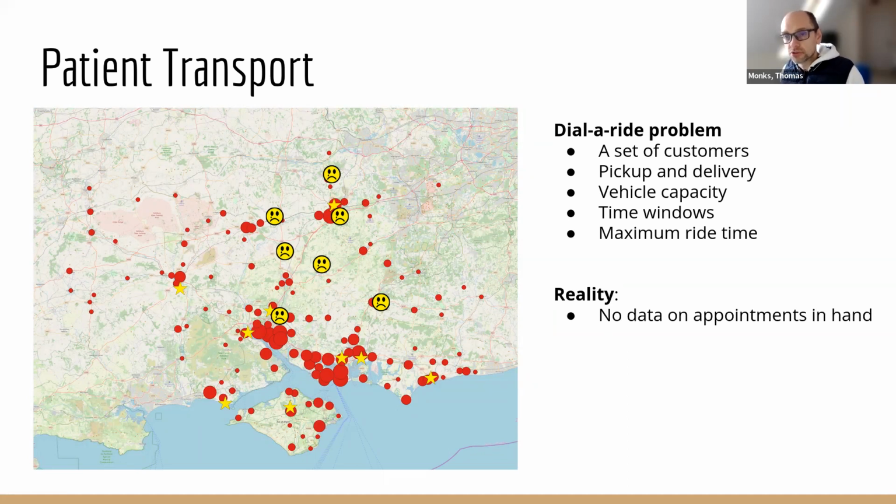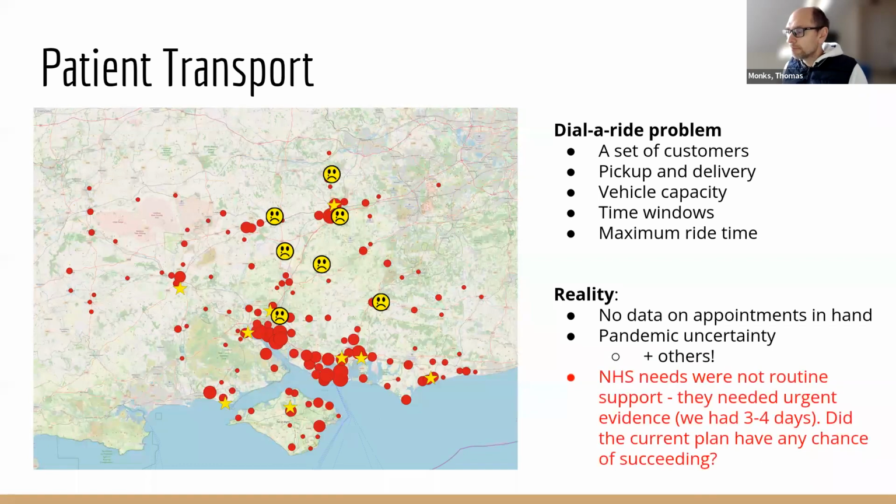Now, we didn't have any data on appointments. That wasn't available to us in the time we had. And we also had a huge amount of pandemic uncertainty that these dial-a-ride problems aren't really set up to deal with. And also, while we were thinking about this, we realised that the NHS didn't need routine support here. What they needed was just a rough idea of would their current plans succeed or not.